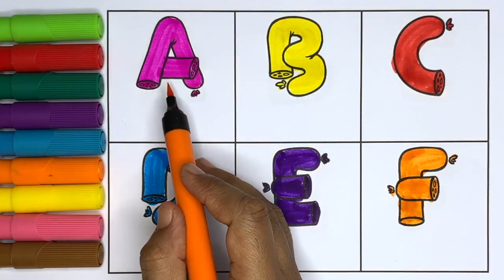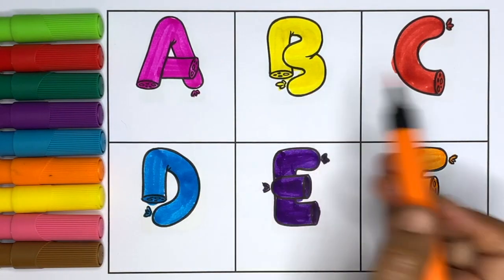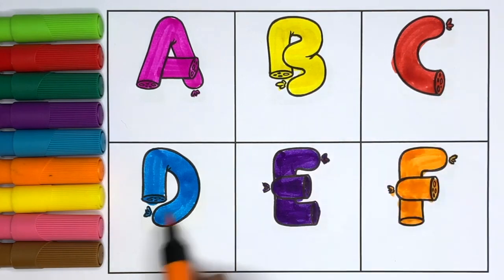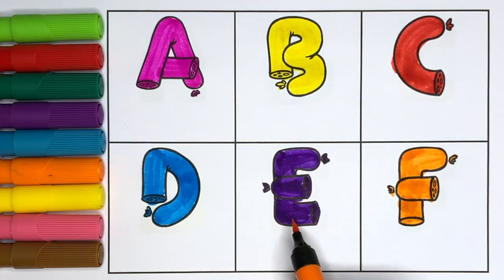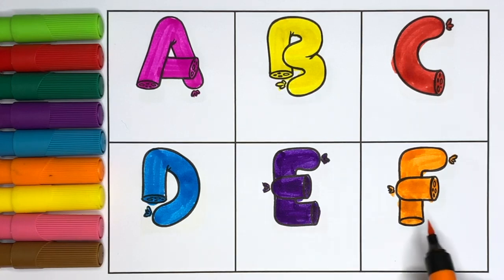A for apple. B for ball. C for cat. D for dog. E for elephant. F for fish. Thank you.